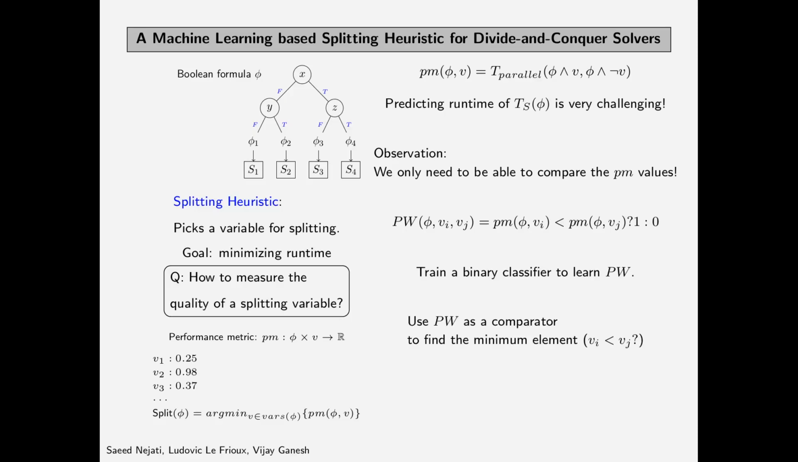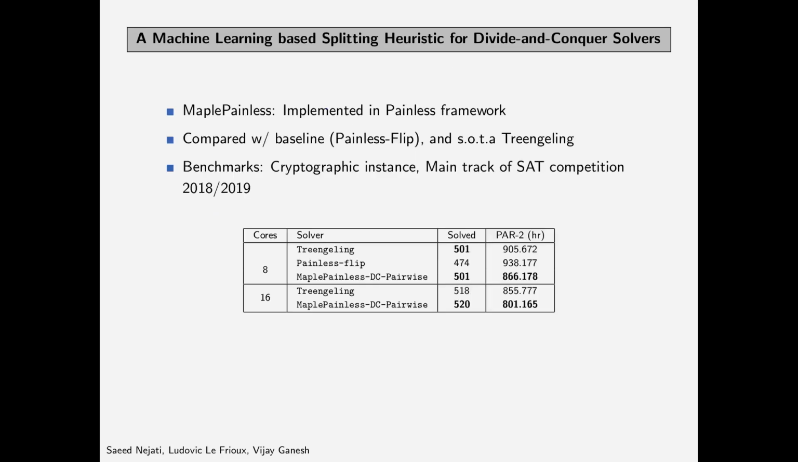Having learned this pairwise function, we could use it as a comparator to find a minimum element in the list of variables that are candidates for splitting. We implemented this system in the Painless parallel SAT solver framework and compared it with the baseline and the state of the art on benchmarks like the SAT competition benchmarks and cryptographic benchmarks. On 16 cores, we could see that we outperformed both the state of the art and baseline Painless.